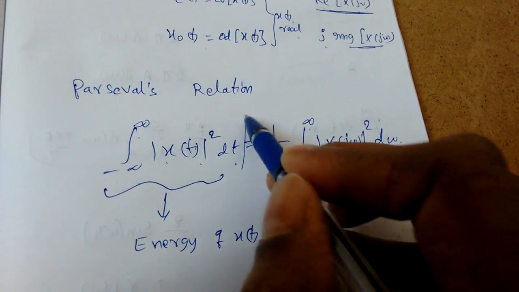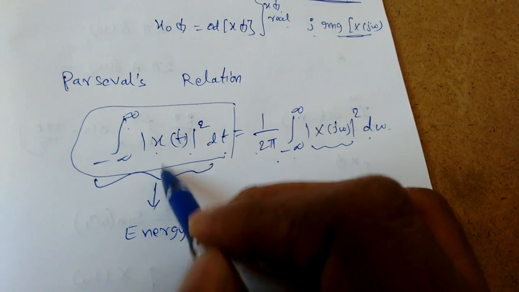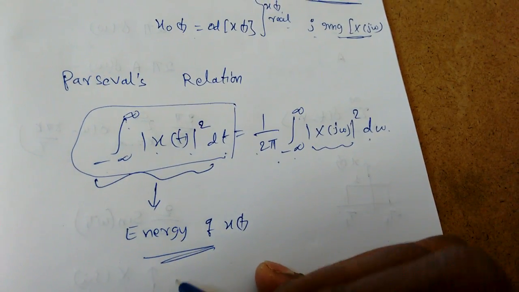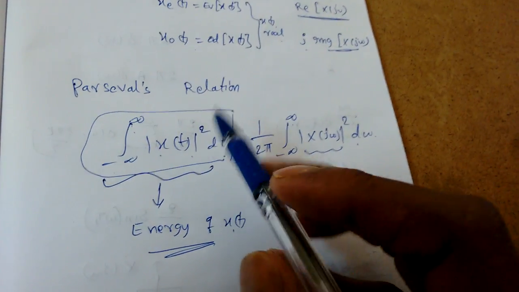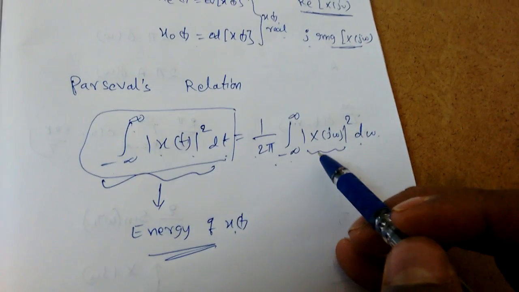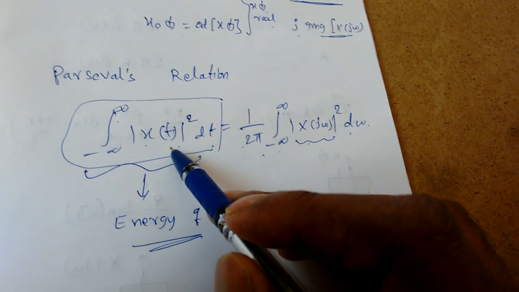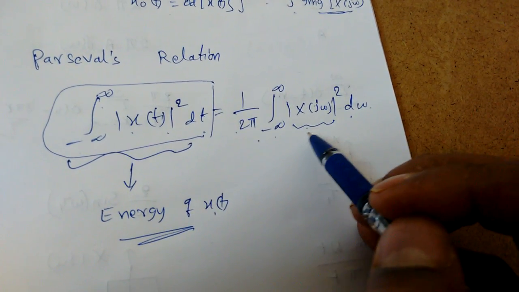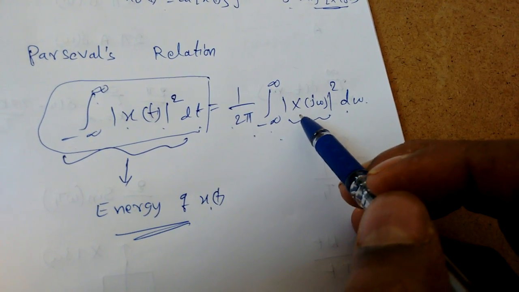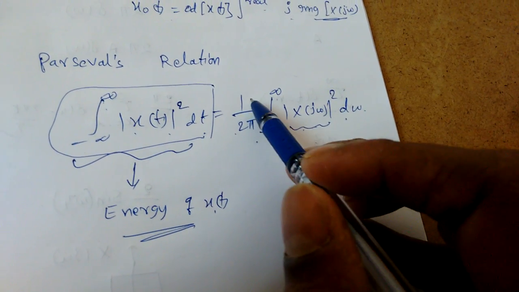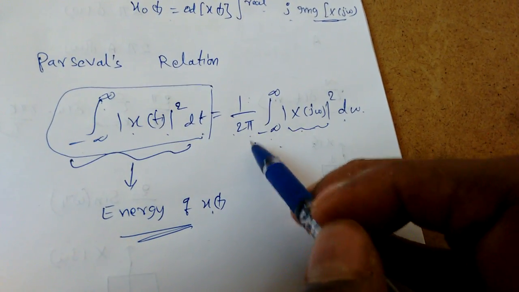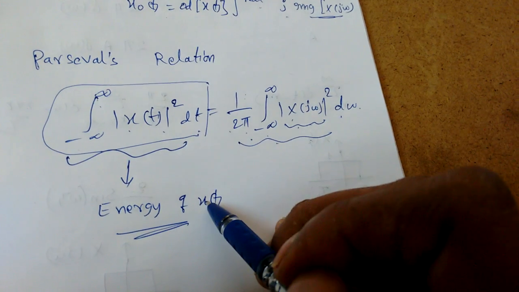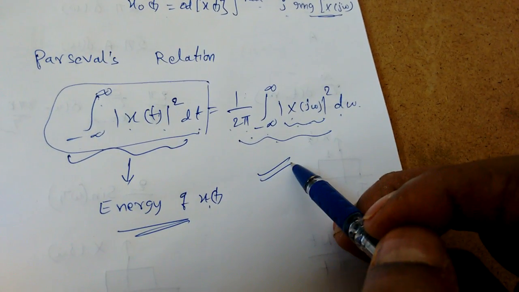So we have seen this in the basics of signals and systems. This is nothing but the energy of the signal x(t). So if the Fourier transform is given for any signal x(t), we can find the energy from the Fourier transform also. That is integrating the square of the magnitude of X(jω) and multiplying by 1 by 2π, and we will get the energy of x(t) also. So this is also an important relation, that is Parseval's relation.